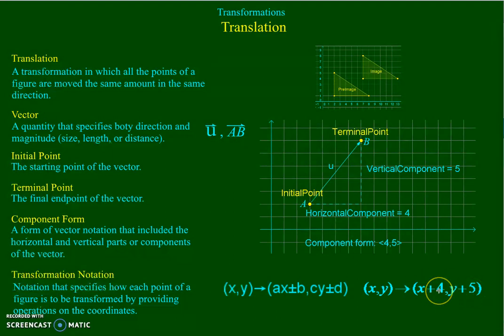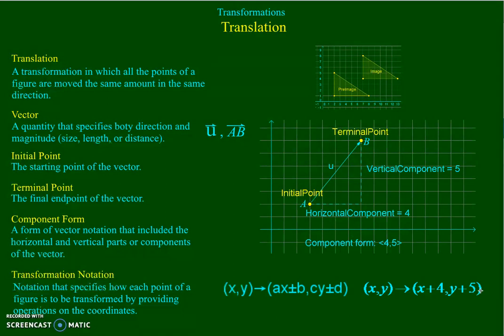Because we're going 4 units to the right and 5 units up. Now don't let this A and C term confuse you. This is the general notation for any transformation. That could be dilation, translation, reflection, rotation, any of those. The only ones we're using here are the B and D in this case. So a translation, up 5 and to the right 4 would be x plus 4, y plus 5.